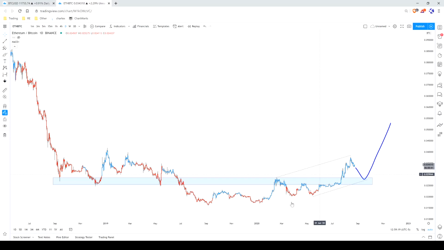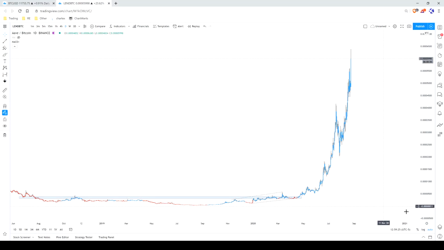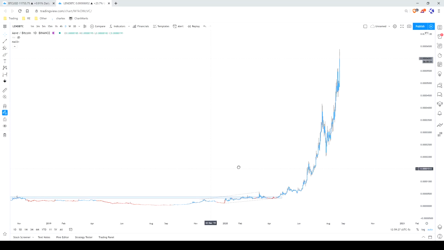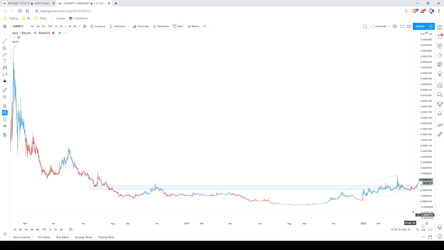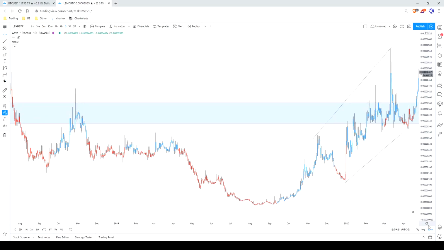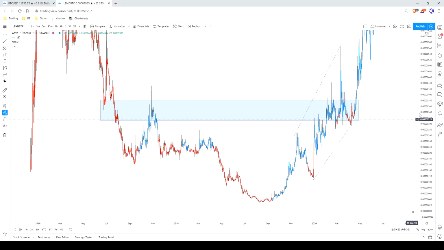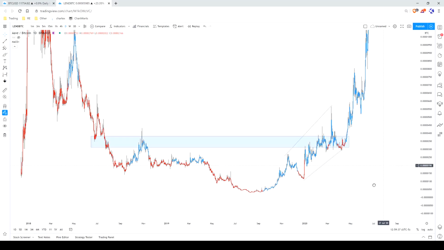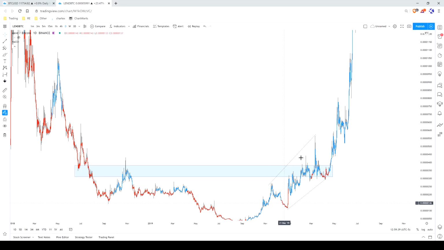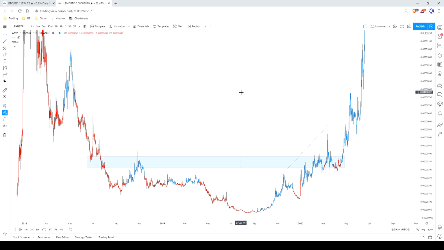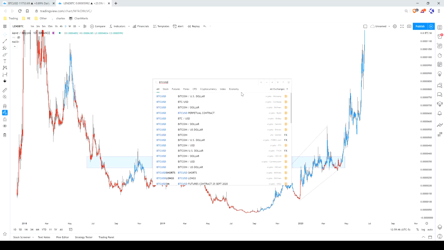Have we ever seen a move like this? Look at Lind. Lind did a very similar move. ABC flat before a massive move up. We've even seen this on Bitcoin before.